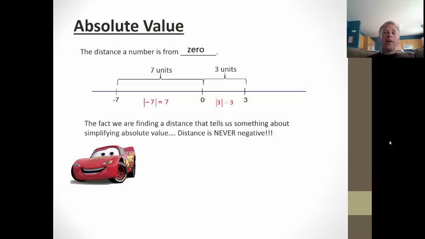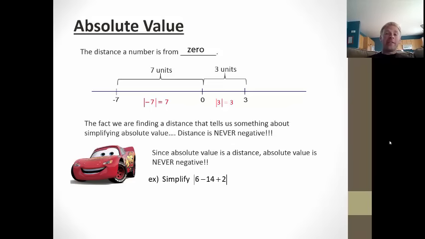You can't run a negative mile. You can't drive your car a distance of negative miles. You can run backwards. You can drive your car in reverse. The direction can change, but distance is always going to end up being positive. Well, since absolute value is a distance, and distance is always positive, that means when we simplify something using the absolute value operation, it's always going to come out positive because we're finding a distance here.